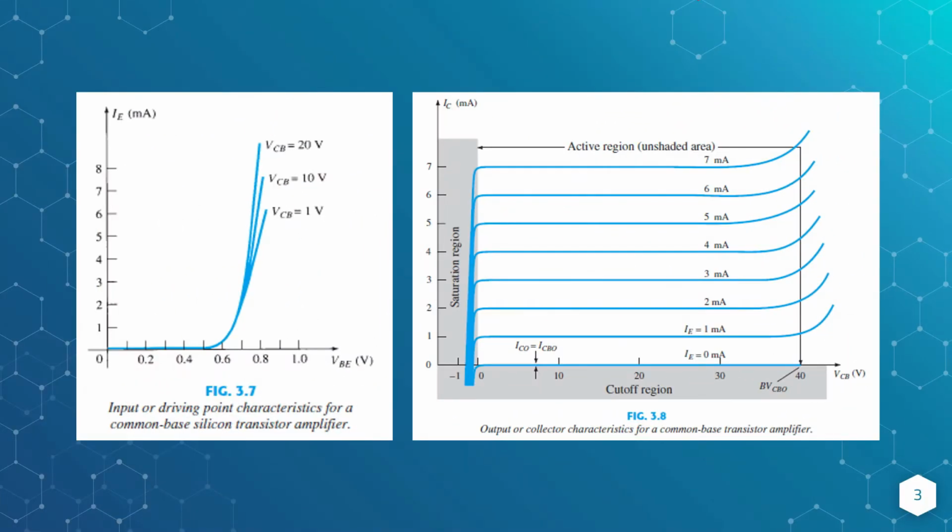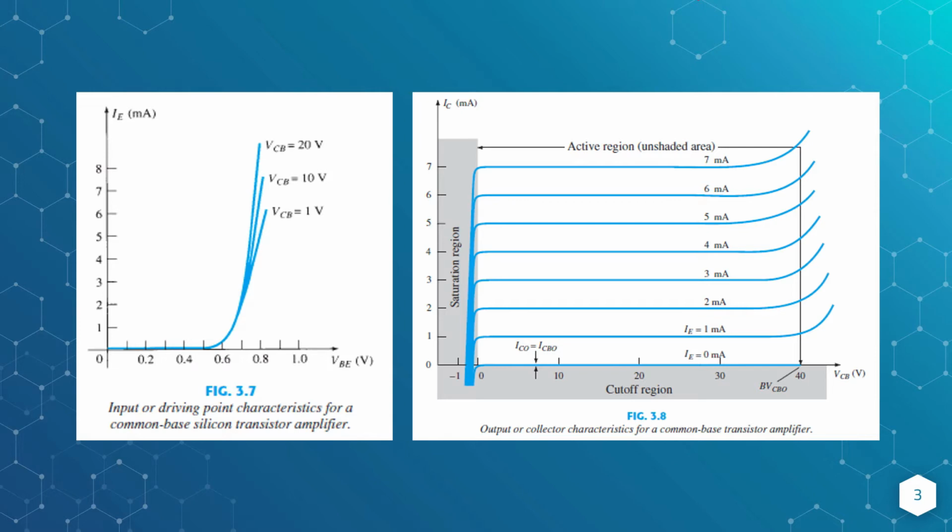To fully describe the behavior of a three-terminal device such as the common base amplifier of figure 3.6 requires two sets of characteristics. Una, yung driving point or input parameters, and yung pangalawa naman is yung output side. So yung input side for the common base amplifier as shown in figure 3.7 relates an input current IE to an input voltage VBE for various levels of output voltage VCB. The output set naman, nire-relate niya yung output current IC to an output voltage VCB for various levels of input current IE as shown naman sa figure 3.8.